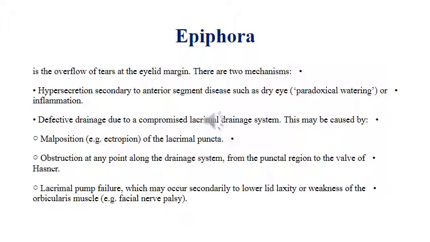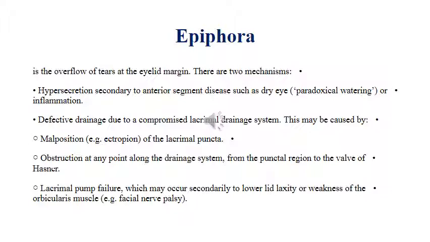What is epiphora? Epiphora is an overflow of tears at the eyelid margin. Usually we have two mechanisms for any epiphora you encounter during your practice. It's either hypersecretion or defective drainage. Hypersecretion can be due to ocular surface disease like inflammation, infection, irritation, or dry eye. In dry eye, we also have paradoxical watering and epiphora.